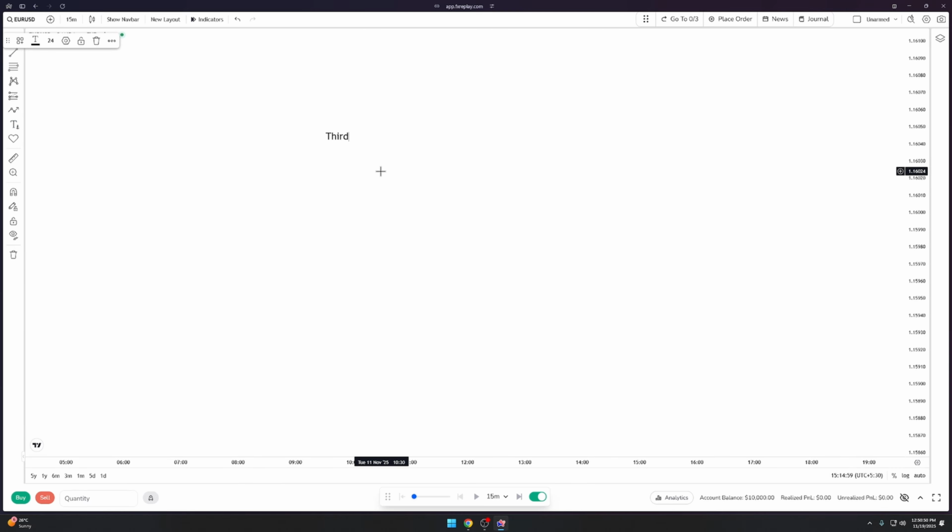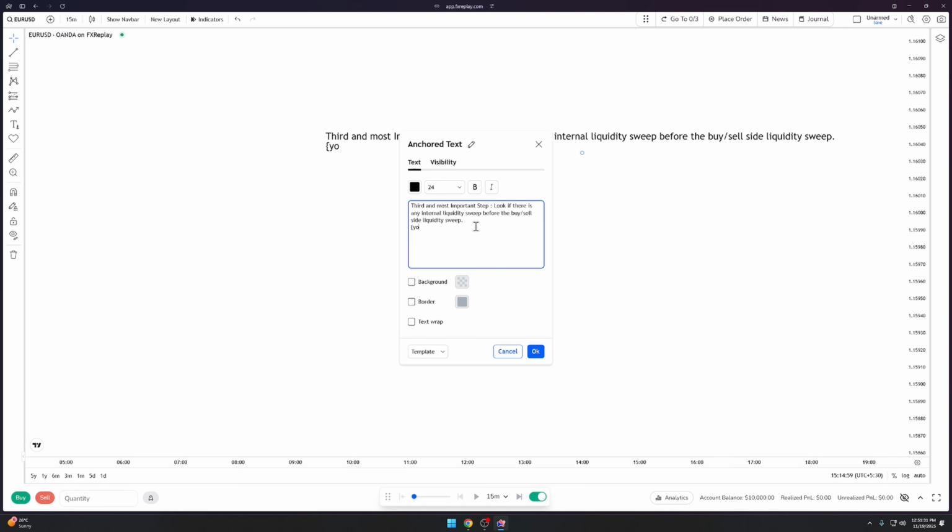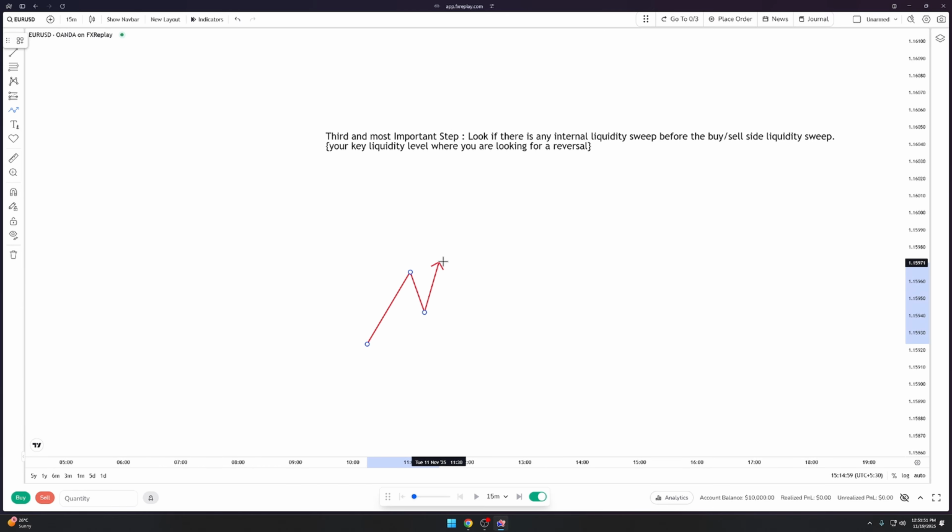Now the third and most important step is to check whether there is any internal range liquidity sweep before your key liquidity level gets taken out. In simple words, you must look for a liquidity sweep that occurs before the liquidity level from which you are expecting your trade. Let me draw a diagram to explain this.